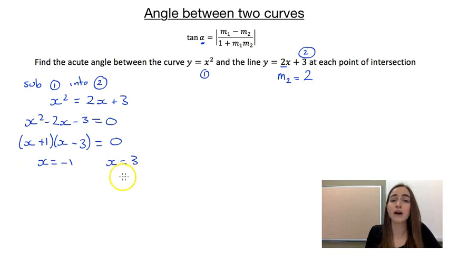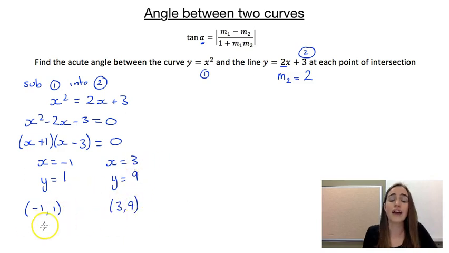I also want to find my y coordinates. To find the y coordinates that relate to those x values, we're going to substitute these x values back into either of those initial equations. It doesn't matter which one, you're going to get the same answer. So let's just pop it in here. Minus 1 squared would just give us 1, and 3 squared would give us 9. So our points of intersection are (minus 1, 1) and (3, 9).